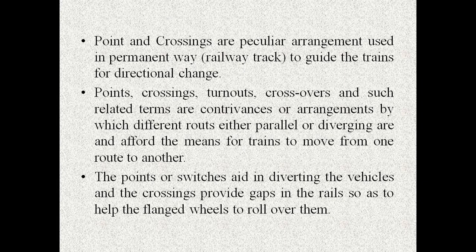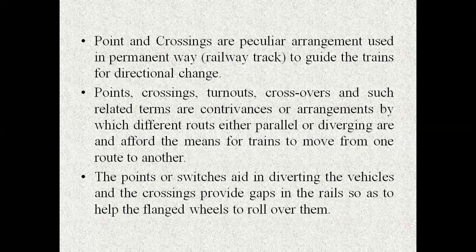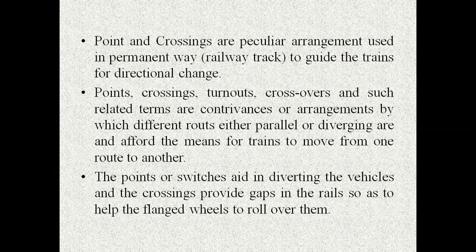Here, points, crossings, turnouts, and crossovers are all related terms and arrangements by which different routes, either parallel or diverging, afford the means for trains to move from one route to another. The points or switches aid in diverting the vehicles, and the crossings provide gaps in the rails so as to help the flanged wheels to roll over them.